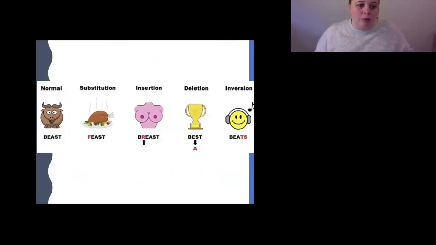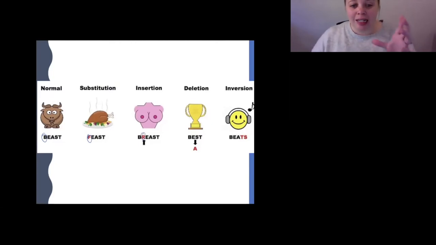So there's one more little picture just to show you some different types of point mutations. You can get what we call a substitution mutation. This is where you're not deleting something, but we're just changing the B to an F in this case. Now you can see it does change the meaning. You've also got an insertion mutation where if you put in another letter, it becomes something different as well.